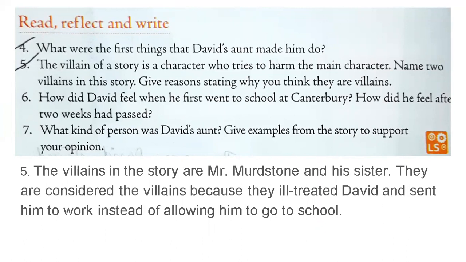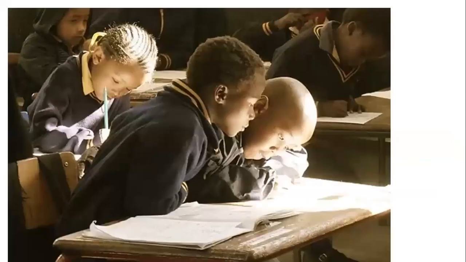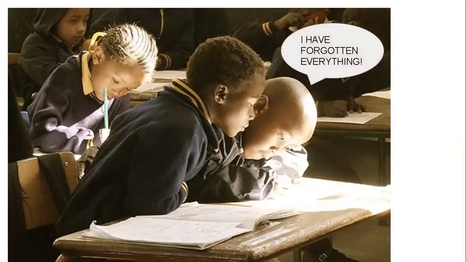How did David feel when he first went to school at Canterbury? How did he feel after 2 weeks had passed? Let's see. Now, let's pretend that that's David there, the one who's bald. His aunt, you just pretend that his aunt shaved his head because he was so dirty, he had not combed and brushed his hair, right? And now he's going to school, he needs to look neat. I have forgotten everything. Poor David. He had not been to school for so long that he had forgotten everything he learned.